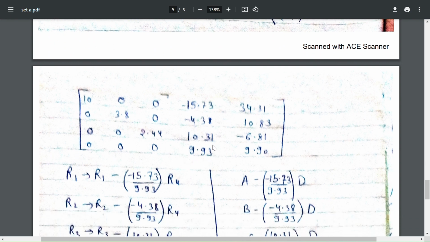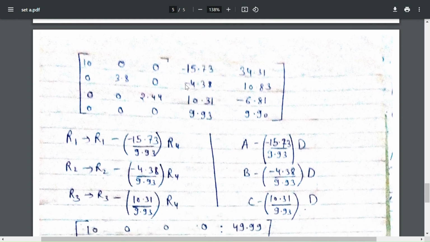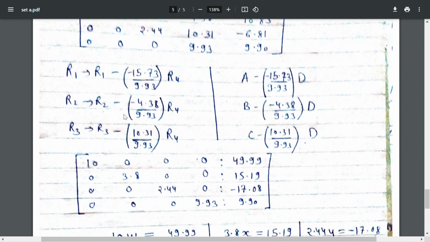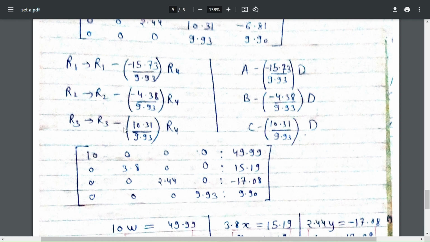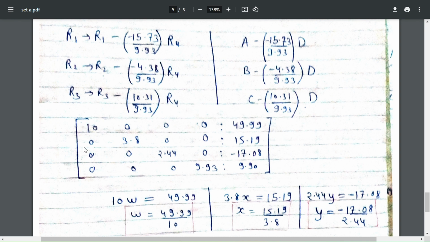Now we have diagonal element 9.93 and we have to convert upper elements as 0 by the help of this diagonal element. So we will perform row operation on R1, R2 and R3. On performing row operation, we have for R1 minus under bracket minus 15.73 divided by 9.93 R4. For R2 tends to R2 minus under bracket minus 4.38 divided by 9.93 R4. For R3, we have R3 minus under bracket 10.31 divided by 9.93 into R4. And we get a new matrix, which is our final matrix.